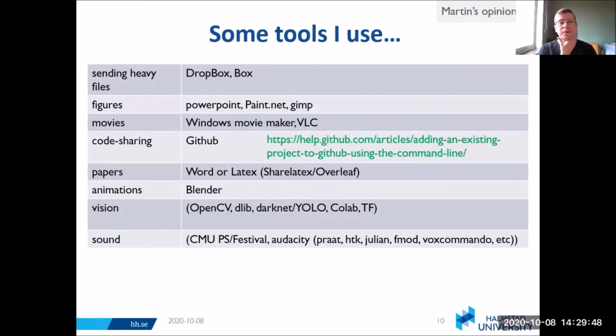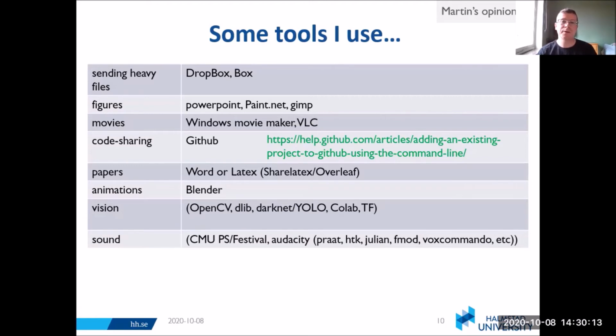Some tools I use for sending heavy files, Dropbox and Box. Figures, I use stuff like PowerPoint. Paint.net is a nice free program to do art, and GIMP has a lot of power to be able to use lots of different file types. Movies, Windows Movie Maker and VLC is really ultra useful.